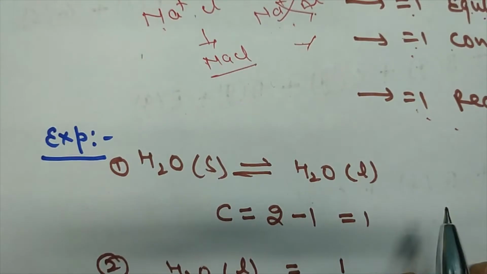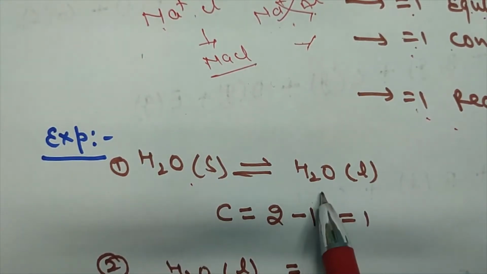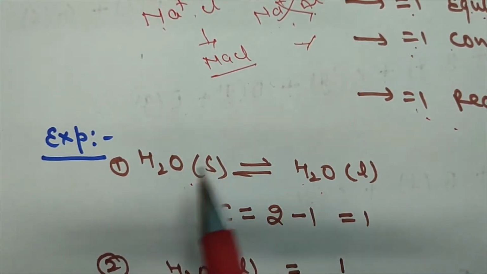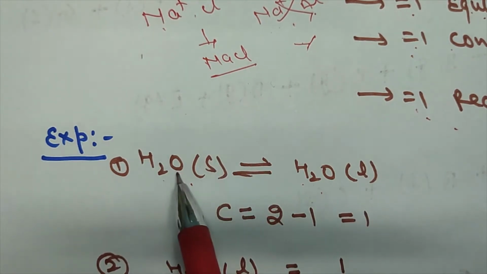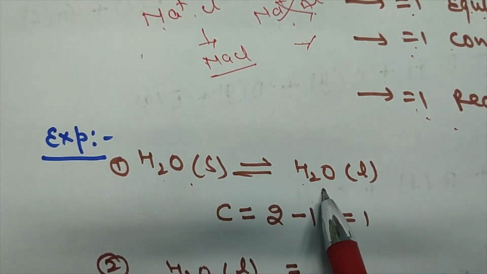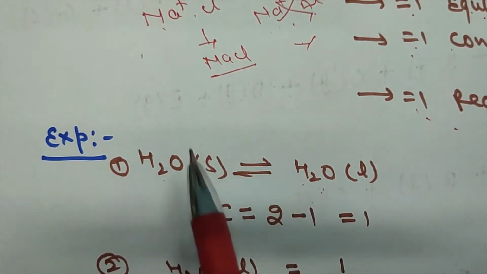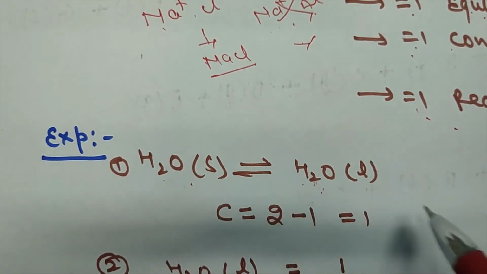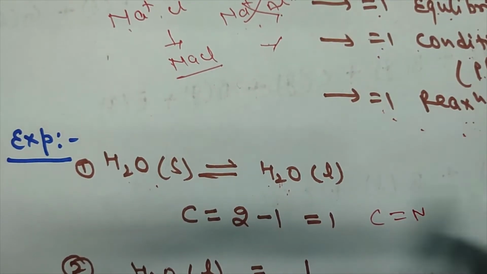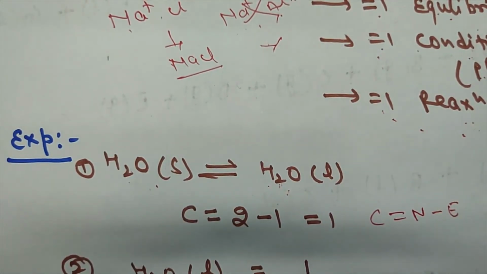Now here, H2O, how many chemical compounds are there? 2. Don't be confused, guys, this is also H2O, this is also H2O. I'm saying just count the number, 2. Then the formula is C is equal to N minus E. N is the number of chemical species, chemical compounds. The number is this one and this one, 2, then N is equal to 2.